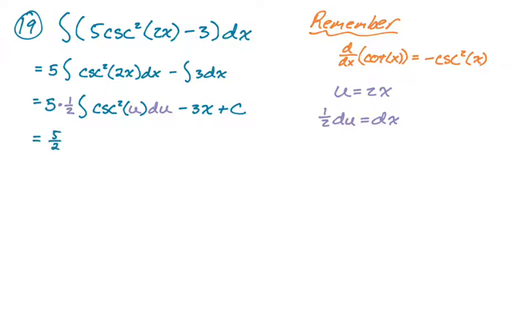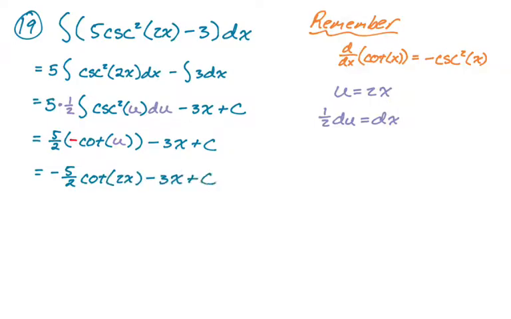And then the integral of cosecant squared is negative cotangent of u. If you integrate and get a co-function, you pick up a negative sign along the way. So negative cotangent of u, and then minus 3x plus c, and then we substitute for u, which is 2x. So we get negative 5/2 cotangent of 2x minus 3x plus c.